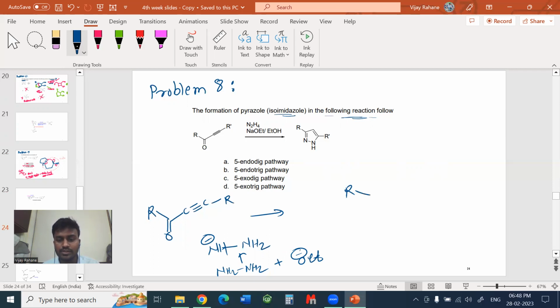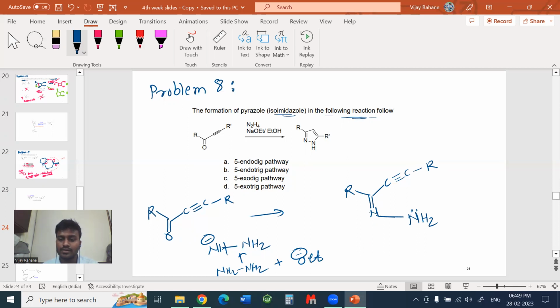So the product formed is NH2, and this one will be the product after the first step. Then I will just change the orientation so we can easily visualize it. Here there will be a lone pair of electrons. This lone pair of electrons can attack here or here, but to form the imidazole, the 5-member ring.